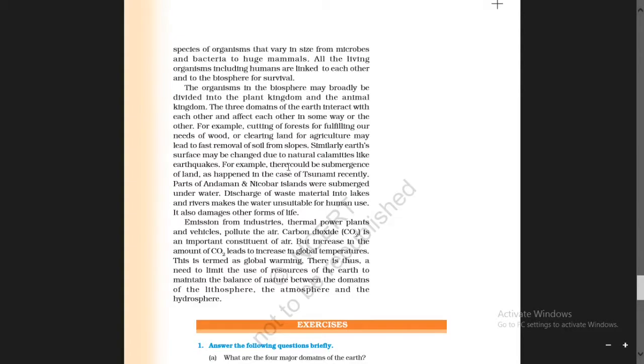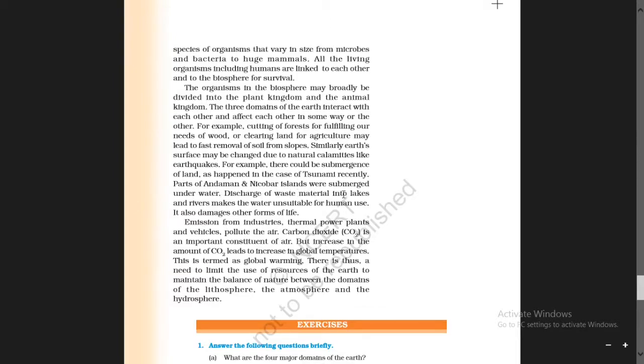For example, there could be submergence of land, as happened in the case of the tsunami recently, which is covered by water. It is said that some part of Nicobar Island was submerged by the tsunami. That's why it says there could be submergence of land as happened in the case of the tsunami recently. Parts of Andaman and Nicobar Islands were submerged underwater.